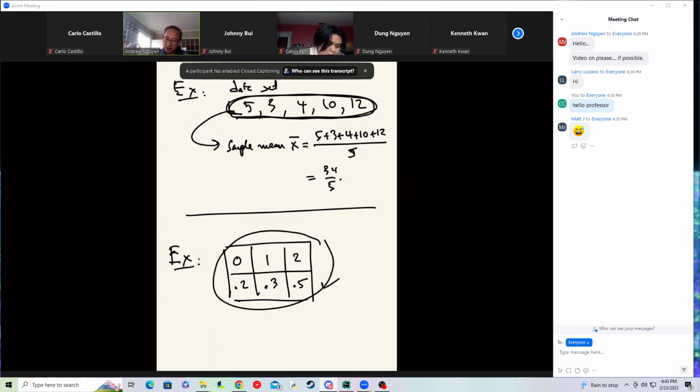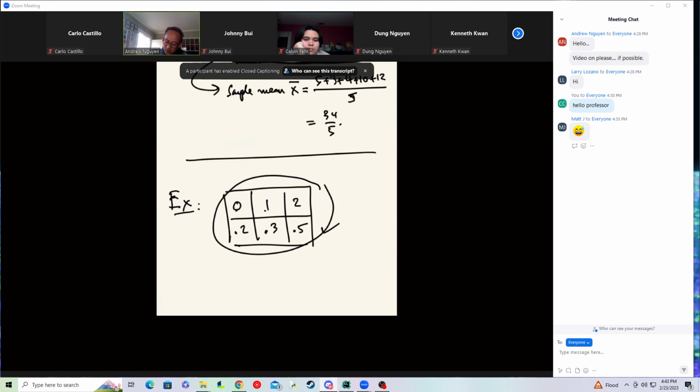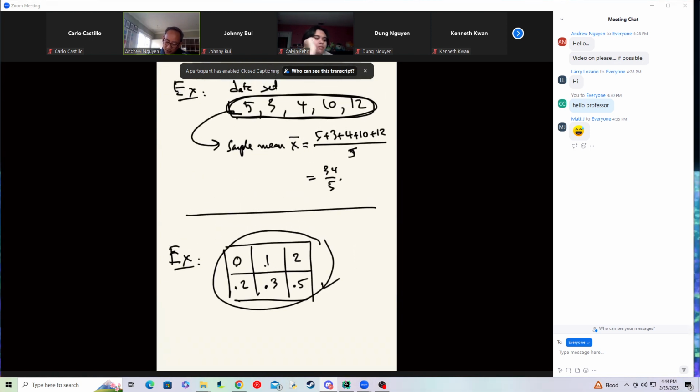20% of those candies have number 0, or let's say color yellow, 30% red and 50% blue, something like that. 2 for blue, 1 for red, 0 for yellow. If I randomly select a candy in there, then 20% of the time I'm going to get a yellow, 30% a red, and 50% a blue. That's what it means, right? Or I have coins of value 0, 1, 2. 20% of those coins are 0, 30% are 1, and so on.